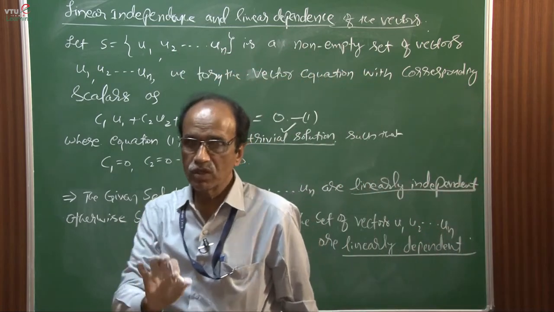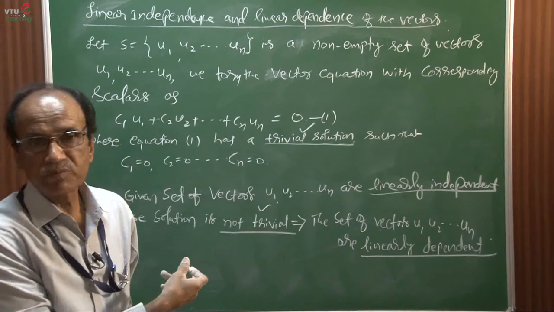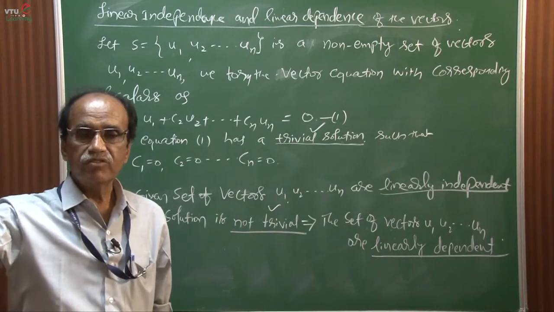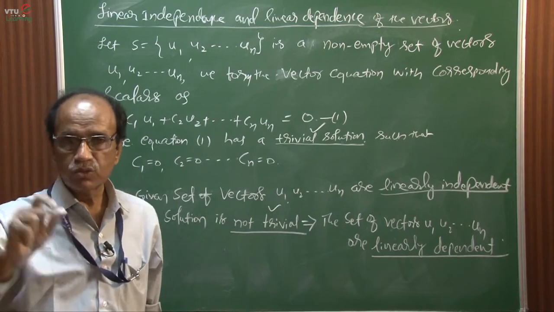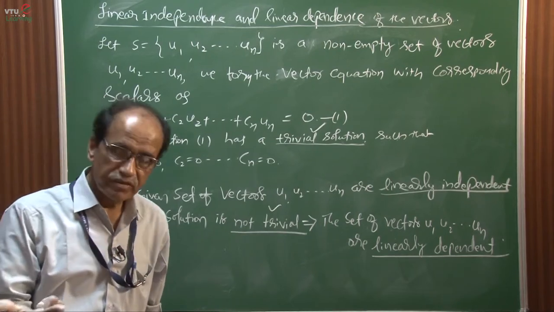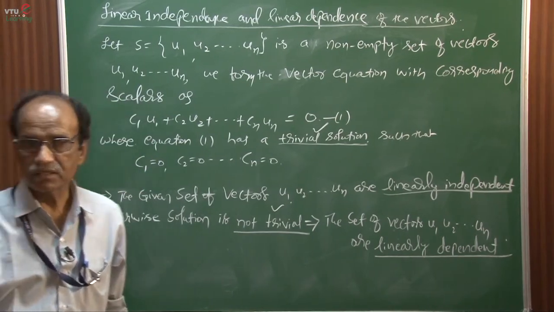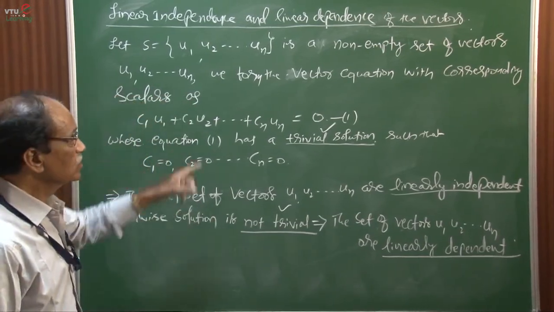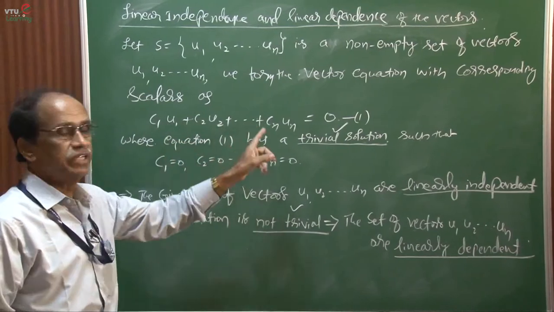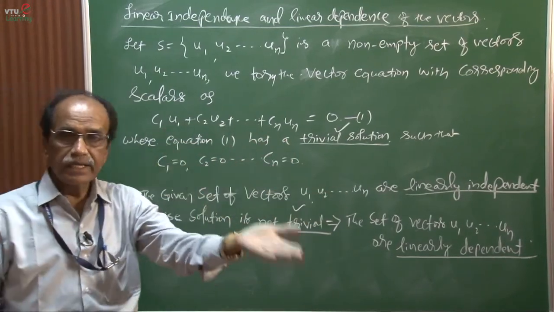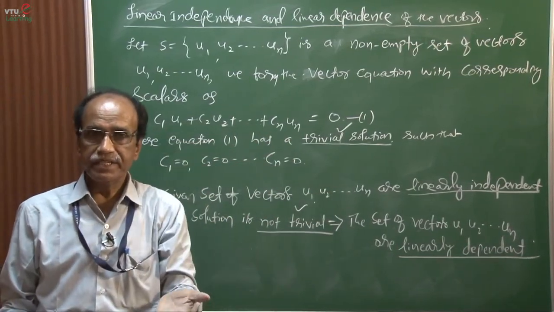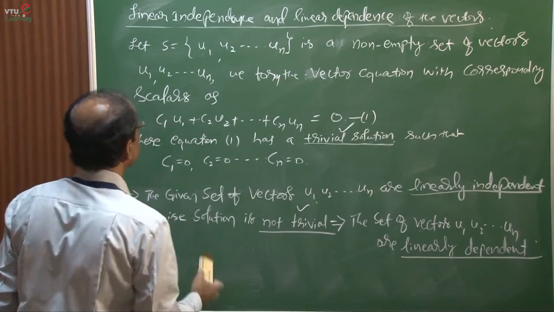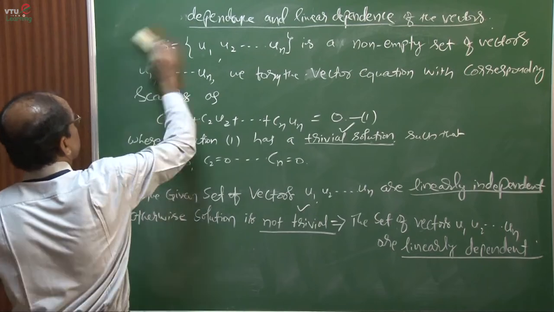Now, I shall prove one or two examples of how this concept is proved when you are given u1 in the form of some numbers, and u2 in the form of some numbers. Each vector is a set of numbers, then how we form the equation as a linear combination, and how the linearly independent and linearly dependent concept is explained. That we shall take up next as a problem.